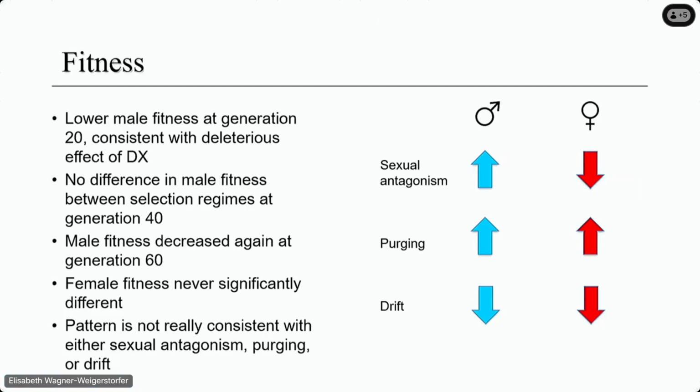So because of this, we decided that we would try to measure other traits and see if we could get any insight into what might be going on. And basically, is anything happening? Are they getting worse? Or are they changing in any other way that might seem to be adaptive?